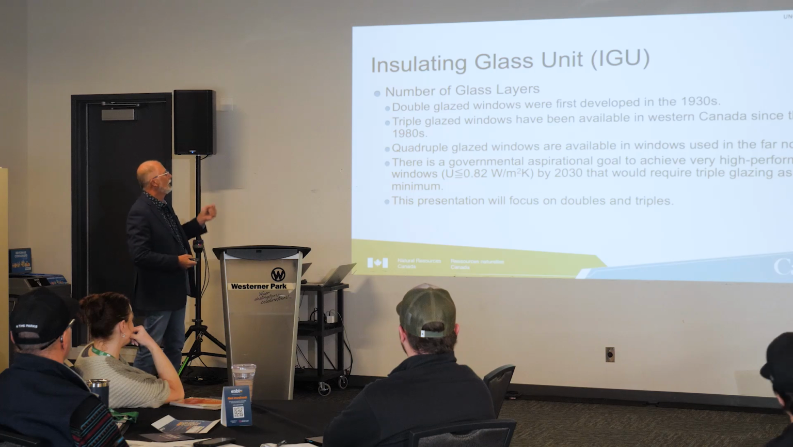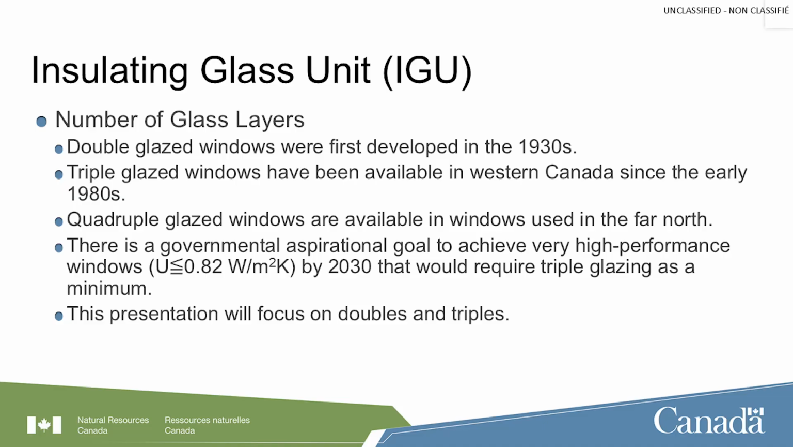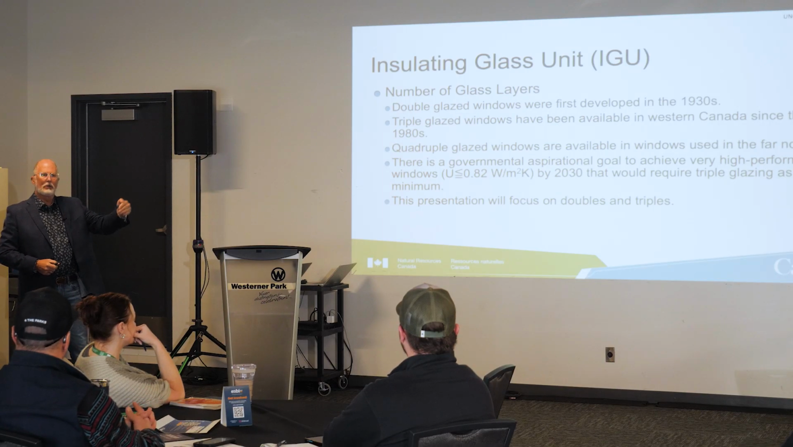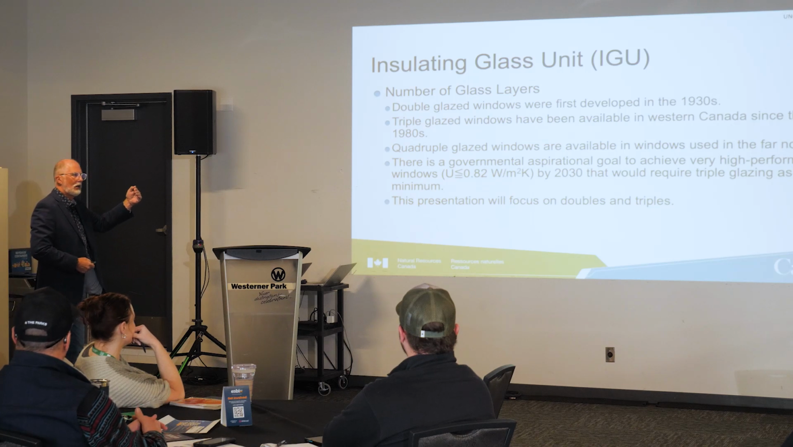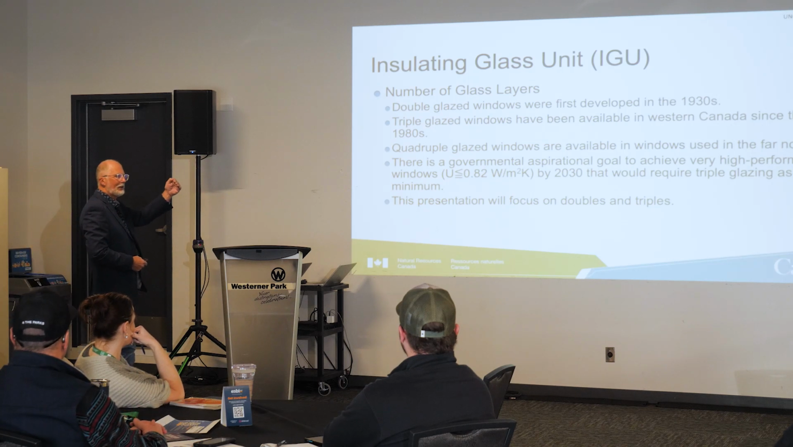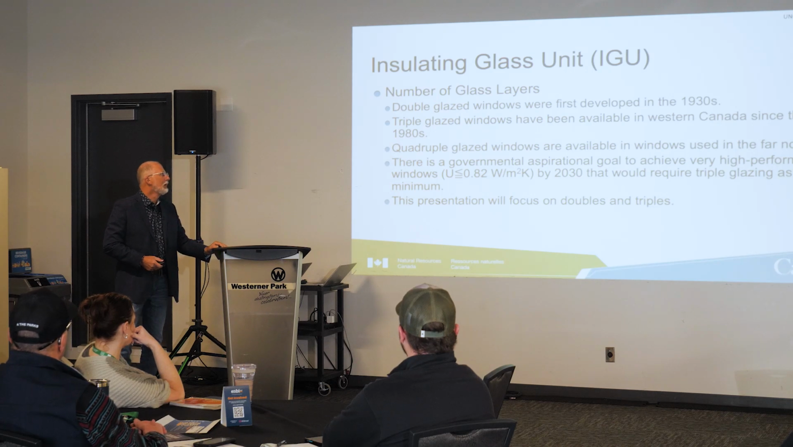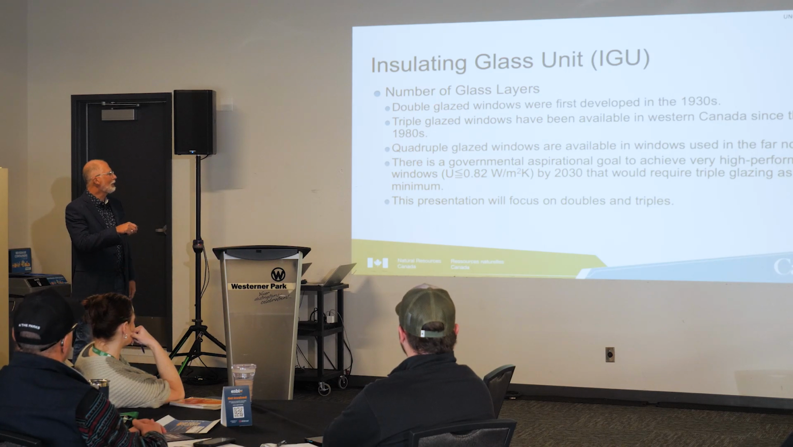Now, some of the things to consider about the glass layers. We talked about the fact that down here, we're moving towards a 0.82 as a standard window. So we're getting closer and closer there, right? The new codes are getting us closer and closer by the time we hit 2030. I don't know if we'll make that, but that's the goal. But we have different options to get there.